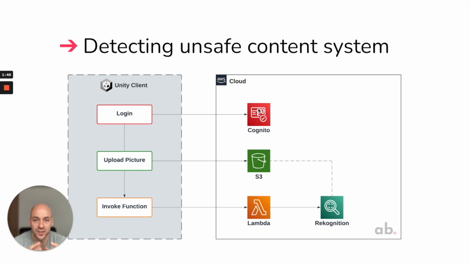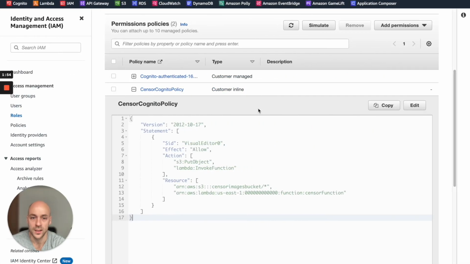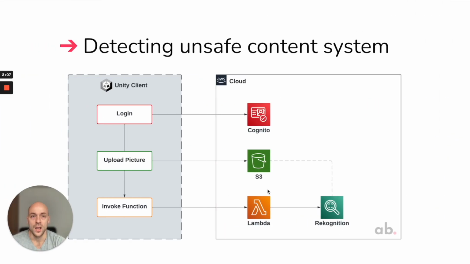The policy allows authenticated users to access two services, S3 and Lambda. I will show you the policy. So the policy allows to write in this specific bucket and invoke this specific function. If you want to know more about it, please check my previous video where I explain in detail how to build this complex access. The S3 bucket is a private bucket and nobody but the authenticated users can access it.